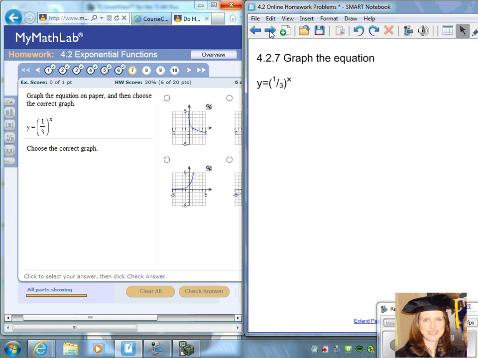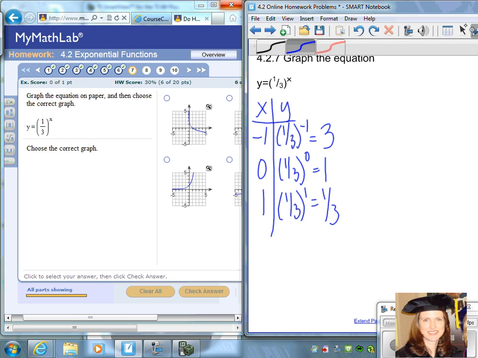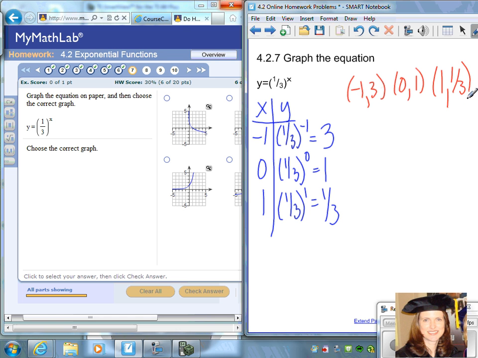Alright, let's look at graphing question number 7. We're going to graph y is equal to 1/3 to the x power. You can make a table of values. Just a couple, -1, 0, and 1 for x. If you plug in -1, you get 1/3 to the -1 power. That's the same thing as 3. Plug in 0, 1/3 to the 0 power is 1, and 1/3 to the first power is 1/3. So this corresponds to 3 points on the graph: -1, 3, 0, 1, and 1, 1/3.